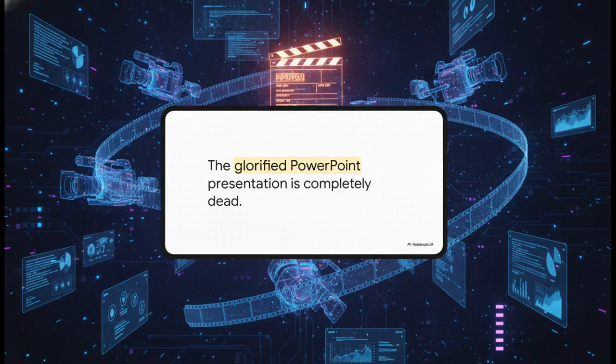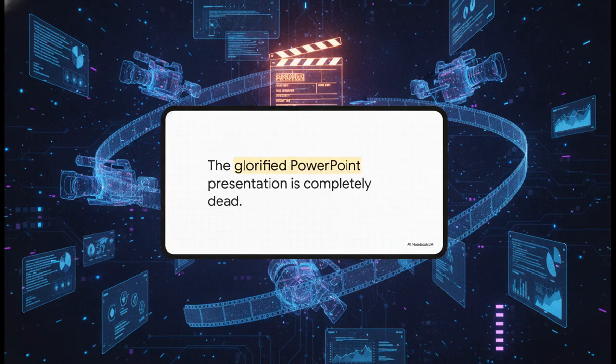Yeah, and I'm going to give it to you straight right out of the gate. The era of basic, static AI slideshows is completely over. I need you to totally discard that beginner's mental model. The glorified PowerPoint presentation is dead, my friends. What you're accessing now in Notebook LM is a highly orchestrated engine that literally functions collaboratively like a full Hollywood production studio.